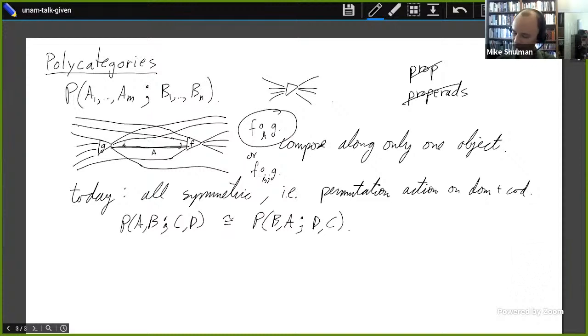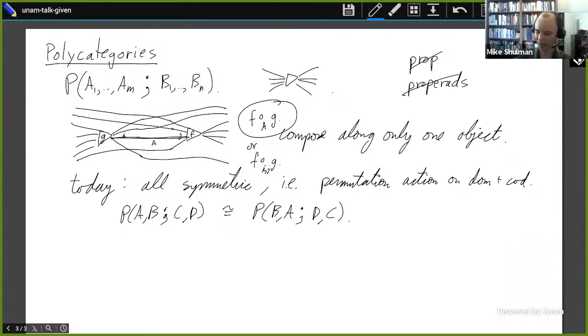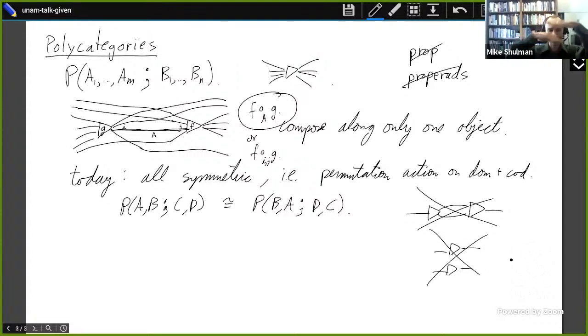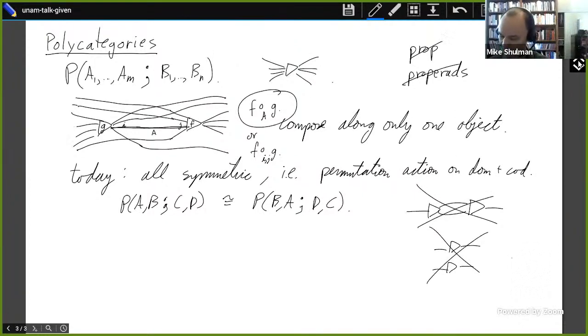Okay, so that's the notion of a polycategory. And of course, this composition is associative and unital and so on. One other thing to notice is that you can compose only along one object. So that means you can't do something like this. But you also can't take two morphisms and set them next to each other. There's no sort of tensor product operation or anything like that.